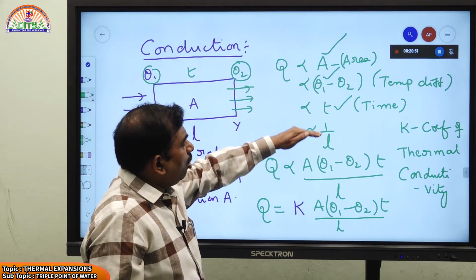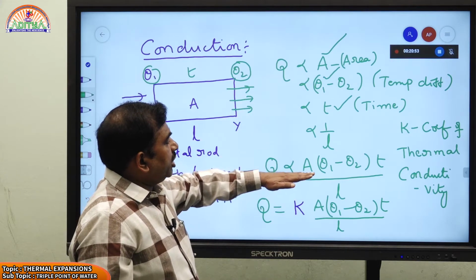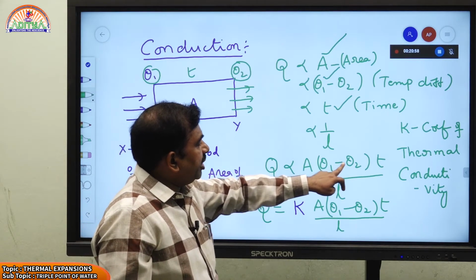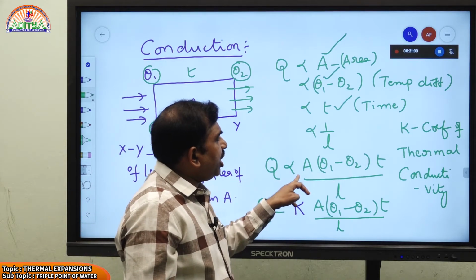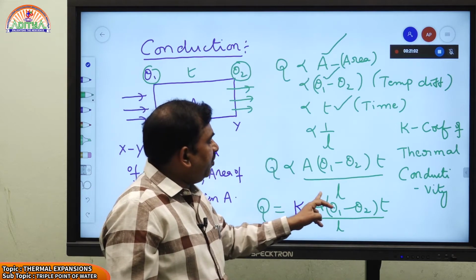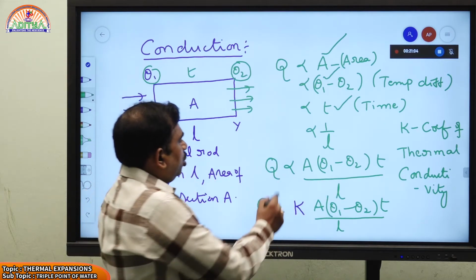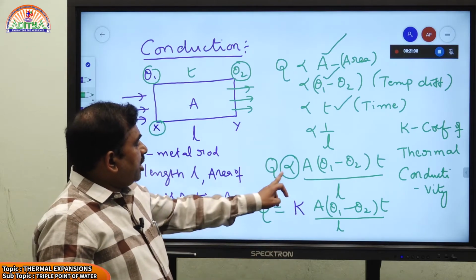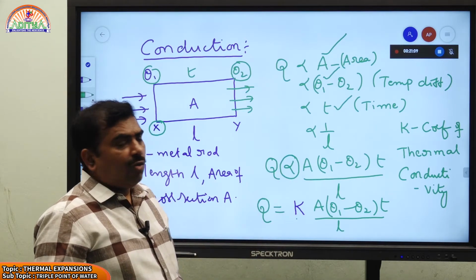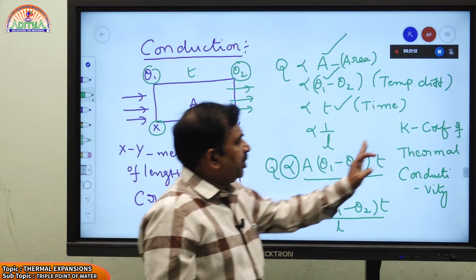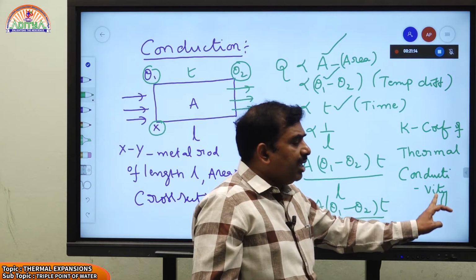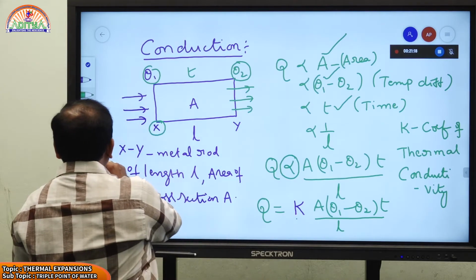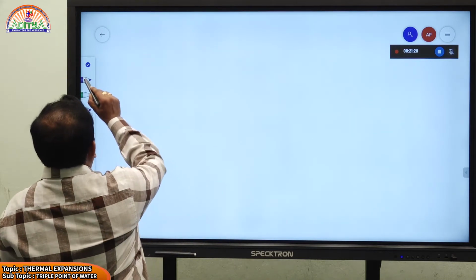So, I combined all these parameters so that I can write Q is proportional to A into theta 1 minus theta 2 into T, because all three are directly related, divided by L. To remove this proportionality, we will take a constant here. That constant is K. What does K refer to? This K refers to the coefficient of thermal conductivity.